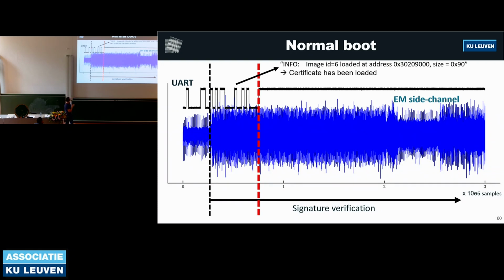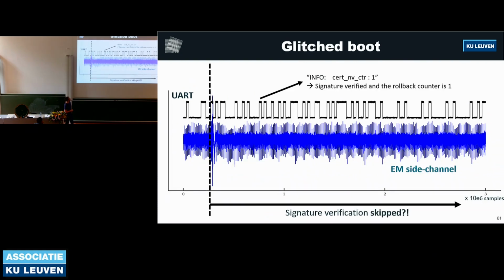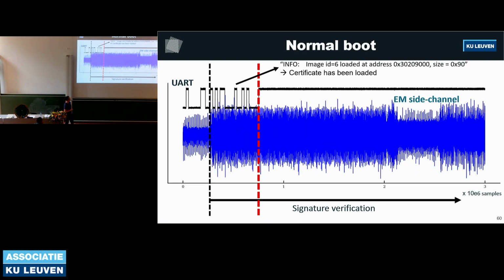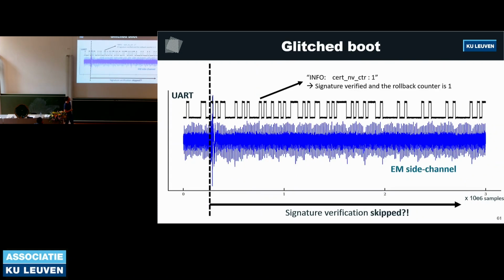Now, if at this point where the computation starts, we make a short on the power supply, then we get this. So you can see that the entire signature computation is essentially skipped. What happens is the terminal says, I've loaded the certificate, I'm going to start verifying it, and it's immediately done verifying it. So it thinks this certificate is valid.